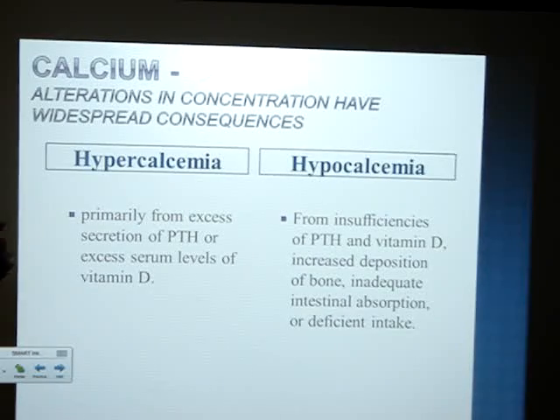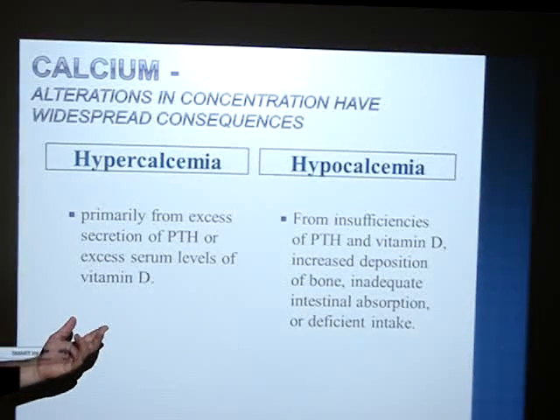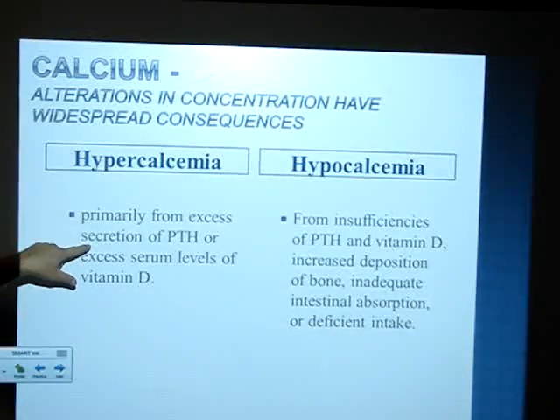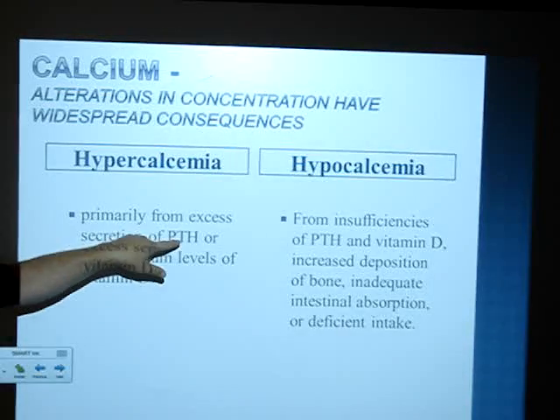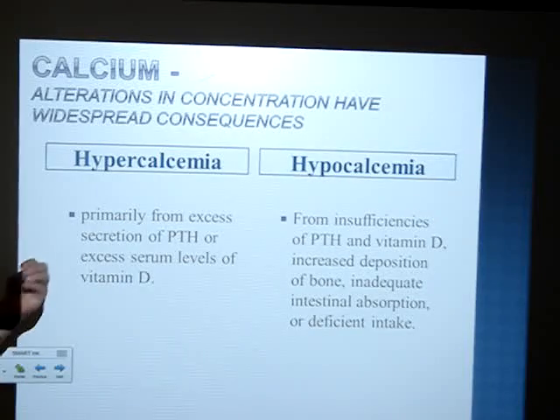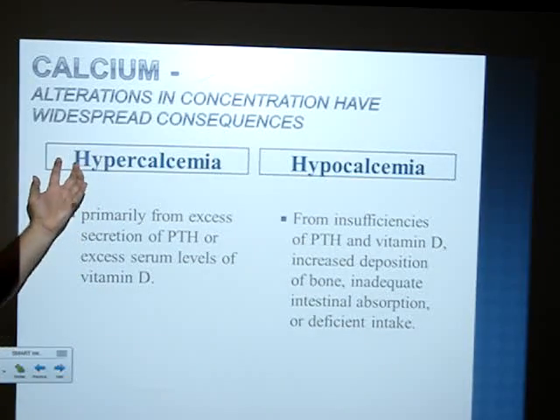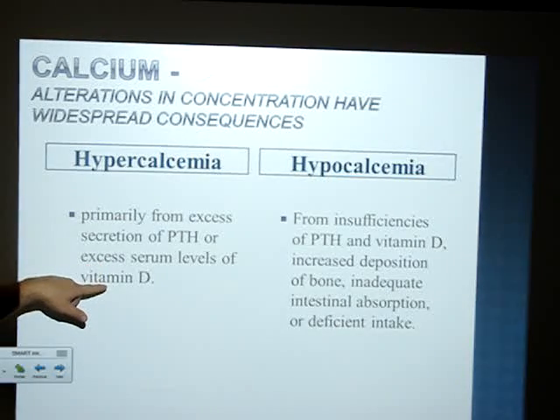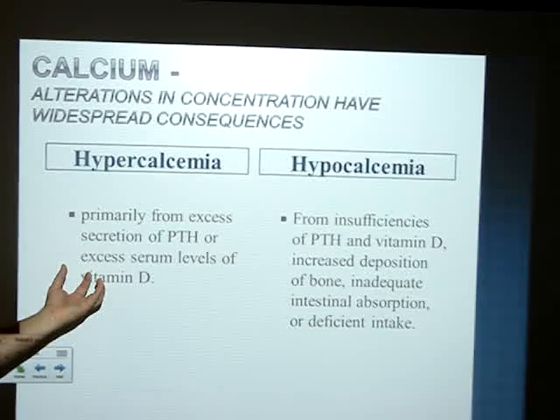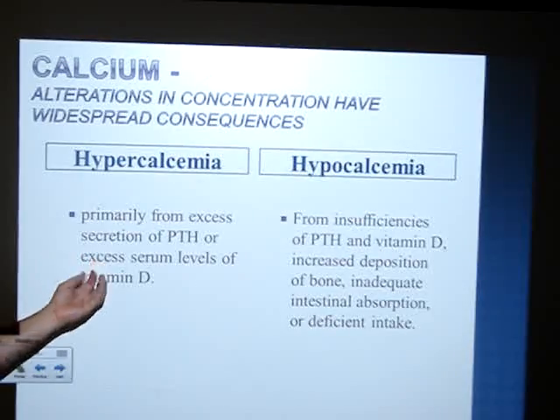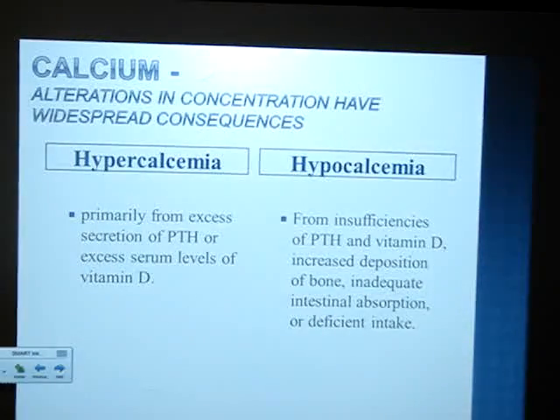All right, so how do we get hypercalcemia? Well, hypercalcemia we are getting primarily from too much PTH, or parathyroid hormone. Parathyroid hormone will increase your calcium levels in your blood, or your excess serum levels of vitamin D. So you're getting way too much vitamin D in your serum, which will also pull that calcium right out of your bones and stick it back in your blood because you have way too much vitamin D running around. Okay, yeah, that can happen.